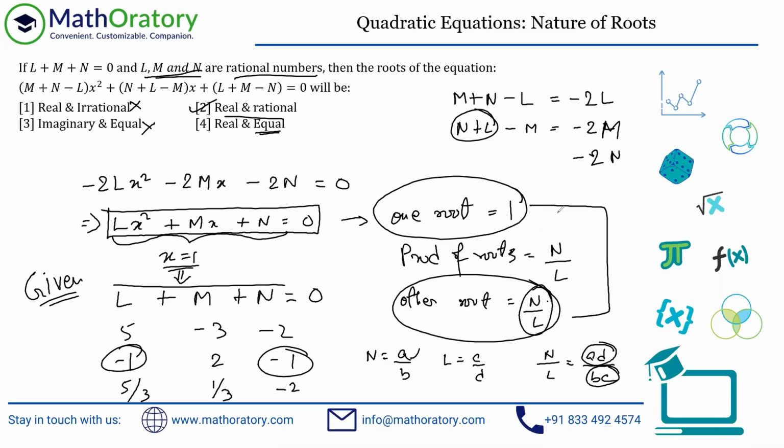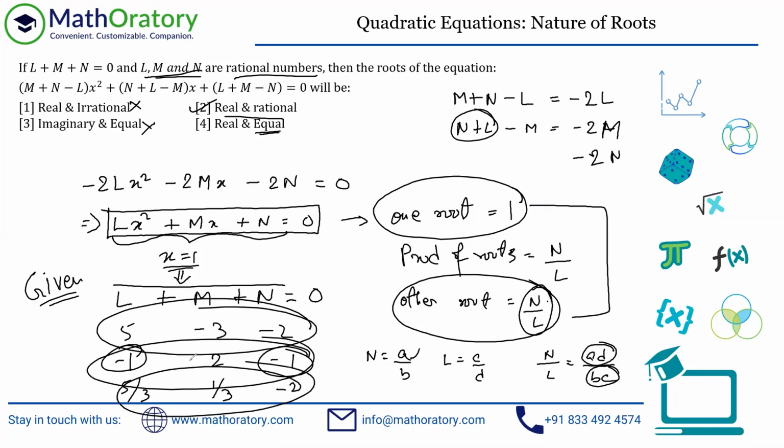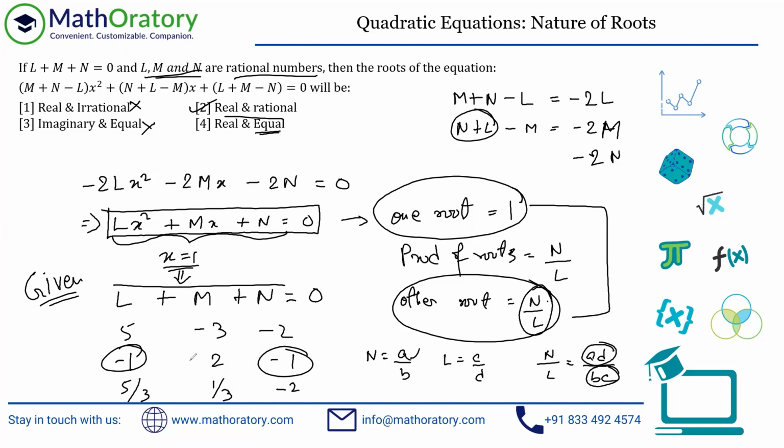Very nice question. You can do this by substituting some values. So you can pick up any one of these values that I put, or anything of your choice. Just you need to ensure that L plus M plus N is equal to 0, and just eliminate the options. You'll always get the answer. So that's it for this problem.